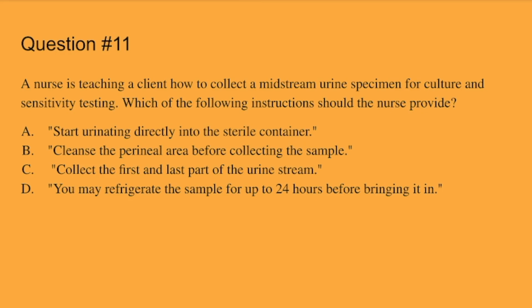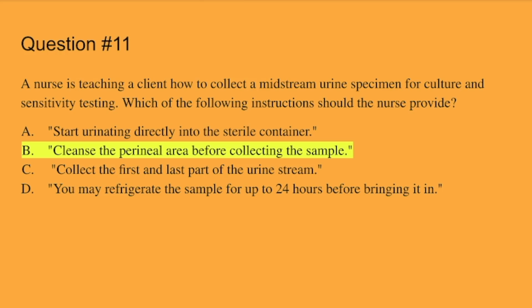Question 11. A nurse is teaching a client how to collect a midstream urine specimen for culture and sensitivity testing. Which of the following instructions should the nurse provide? The correct answer here is B. Cleanse the perineal area before collecting the sample. This prevents contamination, but let's look at the other answer choices.